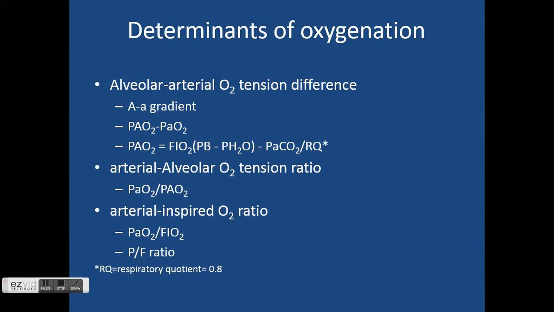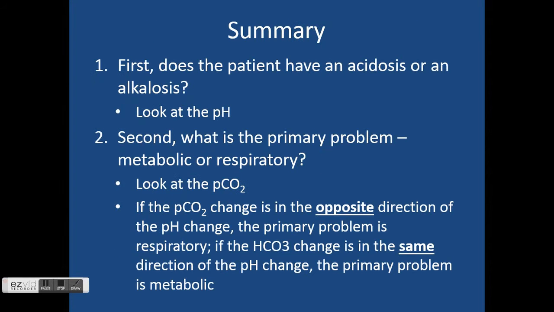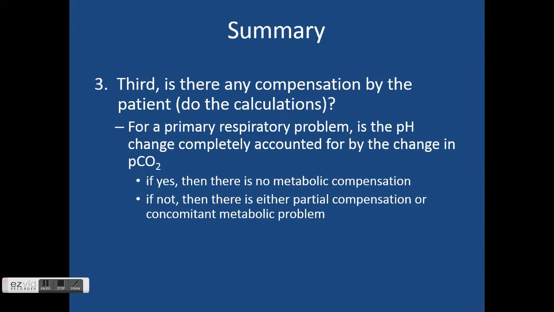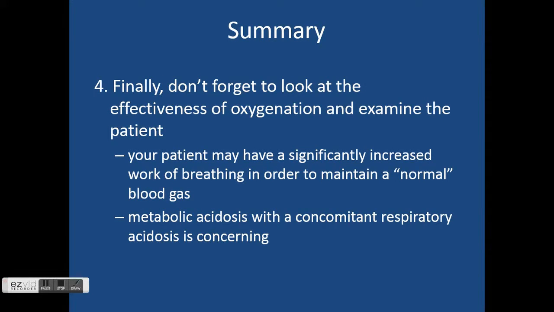Okay. So in summary, again, determine whether they have acidosis or alkalosis on the blood gas. Determine what's the primary cause. Is it respiratory or metabolic? Okay. Third, you want to make sure to see if there's any kind of compensation going on. All right. And finally, remember to look at the effectiveness of oxygenation.